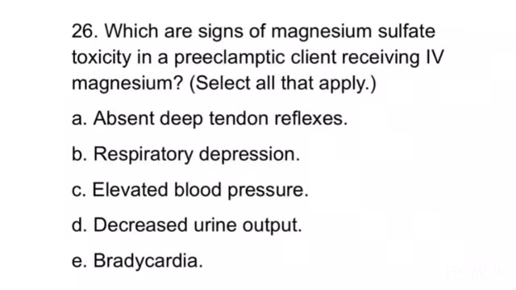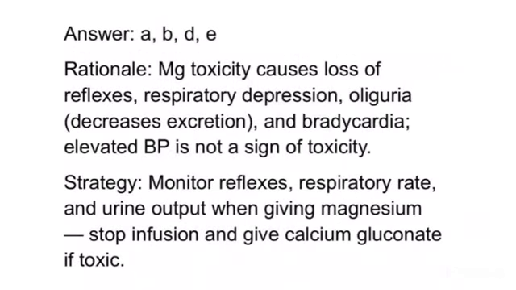26. Which are signs of magnesium sulfate toxicity in a pre-eclamptic client receiving magnesium? Select all that apply. A. Absent deep tendon reflexes. B. Respiratory depression. C. Elevated blood pressure. D. Decreased urine output. E. Bradycardia. Answer: A, B, D, E.